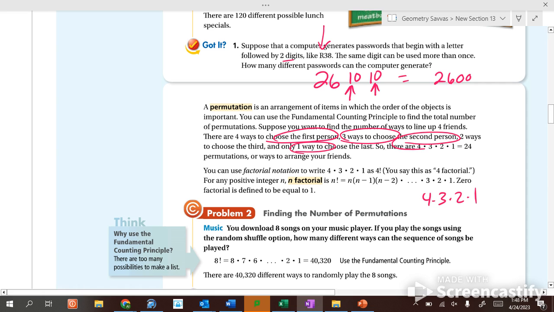A way we write this is called 4 factorial. It's 4 with an exclamation point. Now, 4 exclamation point doesn't mean 4 yelled out loudly. That's not what it means. It means 4 times 3 times 2 times 1. So if we had 15 exclamation point, it doesn't mean 15 yelled out really loudly.